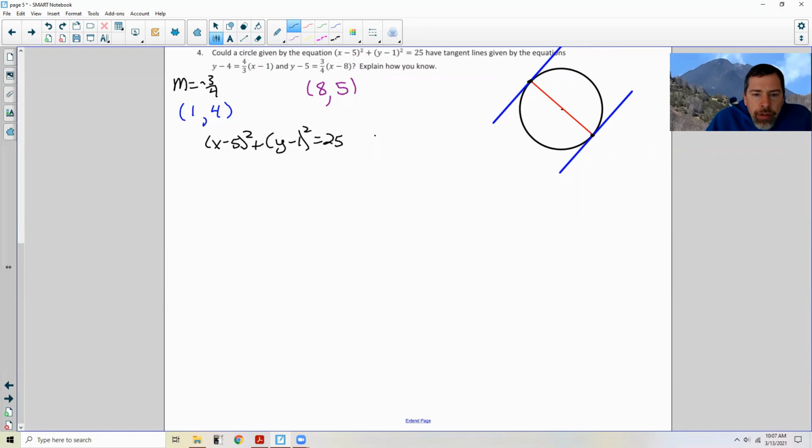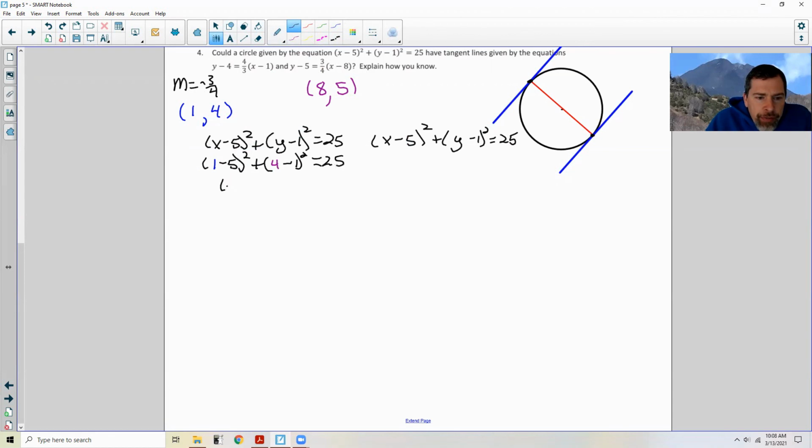We then write the equation of the circle, x minus 5 squared plus y minus 1 squared equals 25. And we're going to write it again. X minus 5 squared plus y minus 1 squared equals 25. Okay, so we're going to substitute in now. So we're going to get x minus 5 squared plus y, which is 4 in this problem, minus 1 squared has to equal 25.